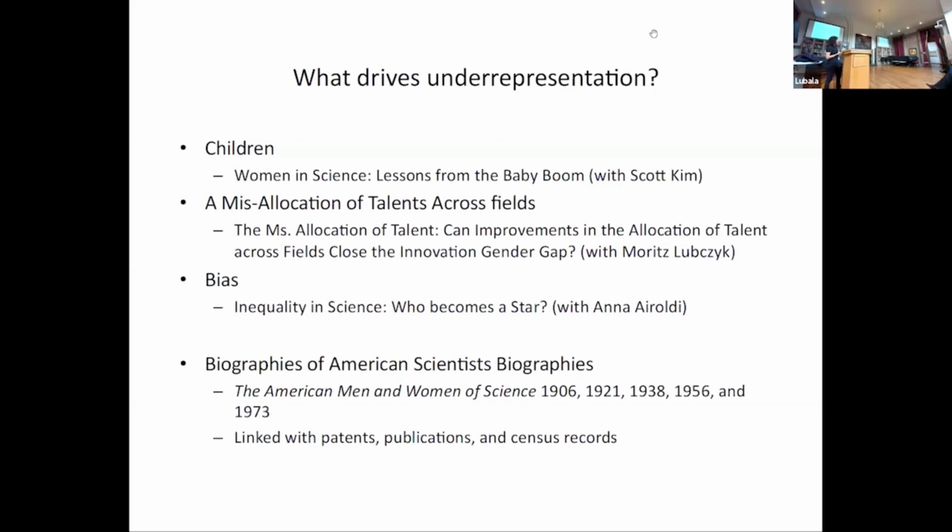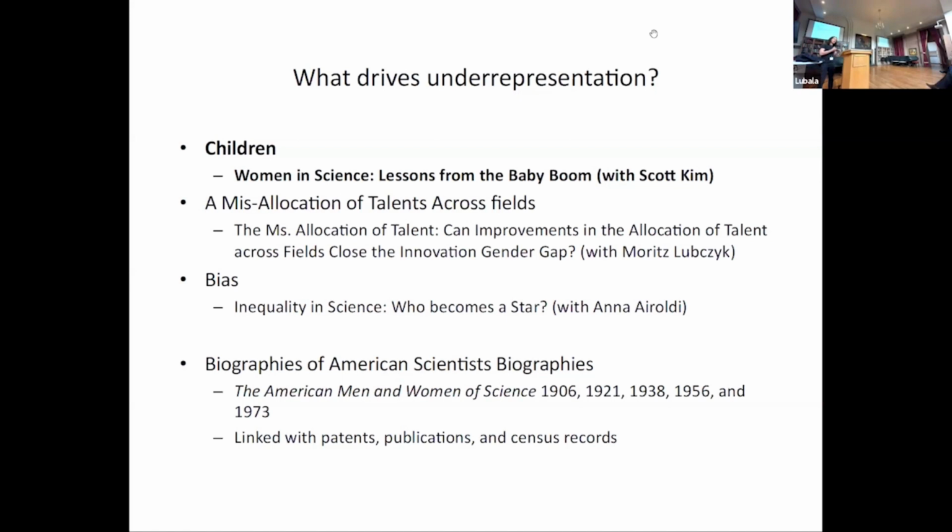So I've been collecting data from the American Men of Science for 1906, 1921, 1918, 1956, and 1973. The data I show you today mostly is going to be for 1956. That's almost 200,000 biographies that we've digitized, or are in the process of digitizing. Then we link all of those individually through machine learning and hand matching with alternative sources to measure productivity. We're linking them with patents, publications, and census records. Census records are particularly helpful because they allow us to know the social background, the parents, the families in which people grow up. And so today, again, I'll focus on women in science.